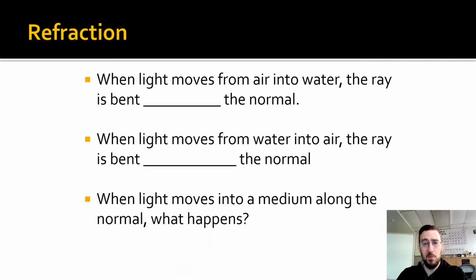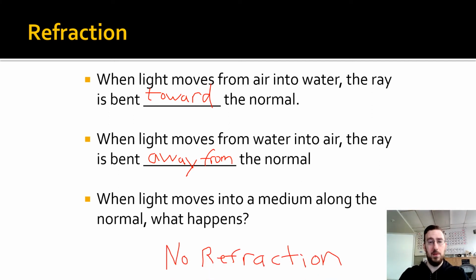So when light moves from air into water, that is from a lower density substance to a higher density substance, the light ray is going to bend toward the normal, as we saw a moment ago. The opposite is true when it goes from something more dense to something less dense: it's going to travel away from the normal. And if light went straight down along the normal, at 90 degrees to the surface, not at any other angle, then it doesn't get bent at all. The light would just go straight through.